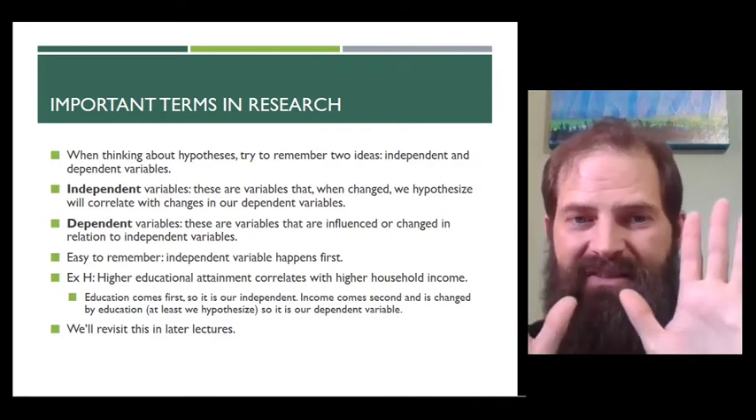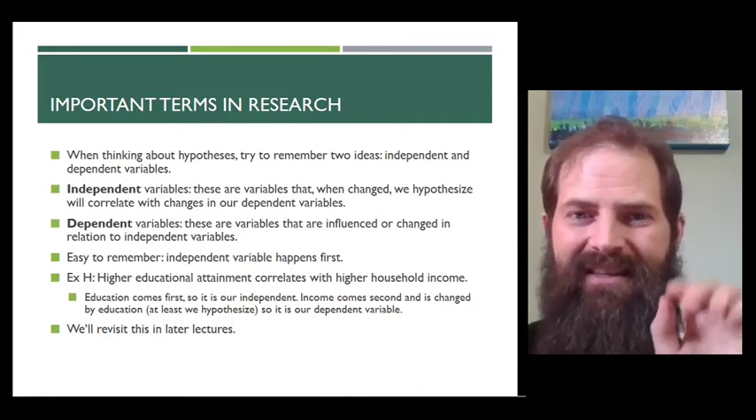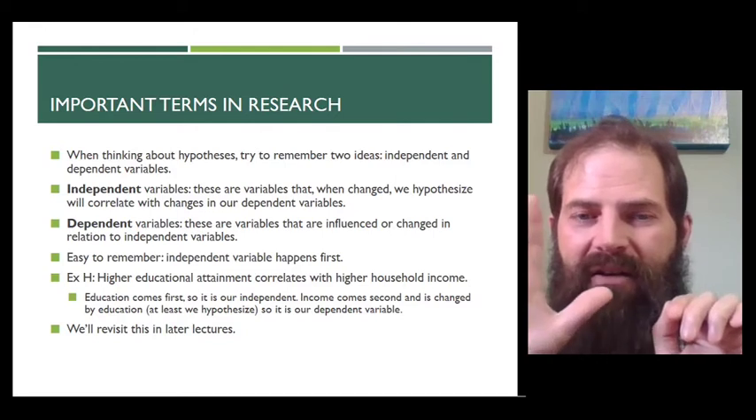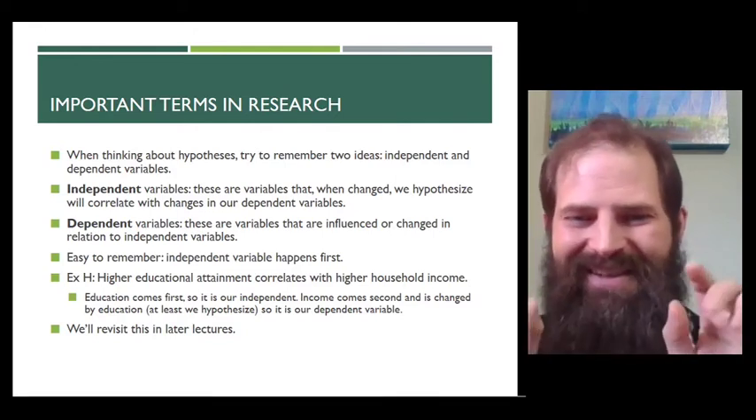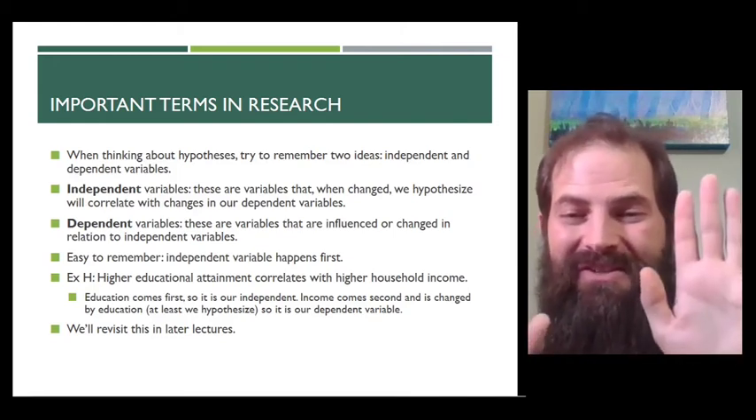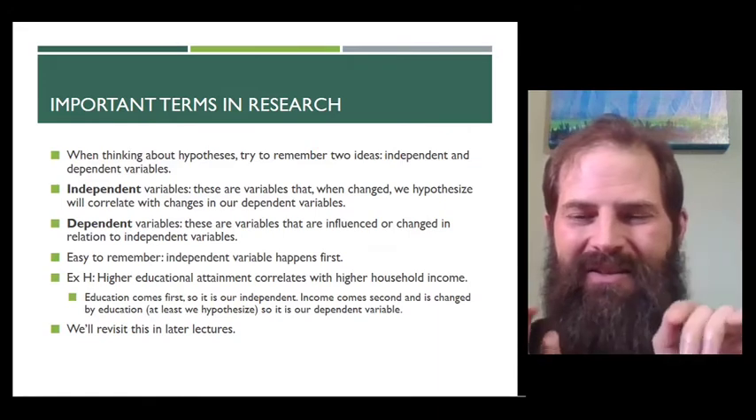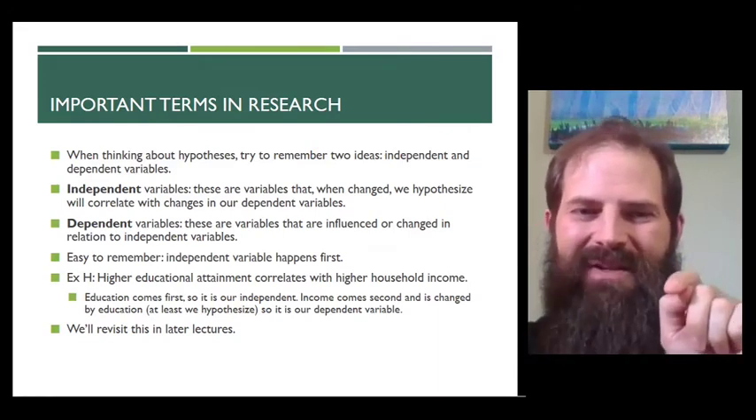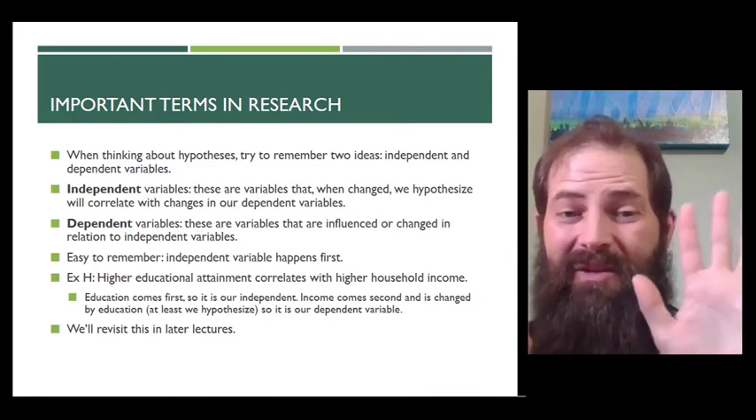That's our hypothesis. I hypothesize that as we increase educational attainment, we will see higher incomes overall in counties with higher educational attainment. Let's try that again. I hypothesize that as we increase educational attainment in Kentucky counties, we will see higher incomes. As this one goes up, this one goes up. Always remember that the independent happens first.